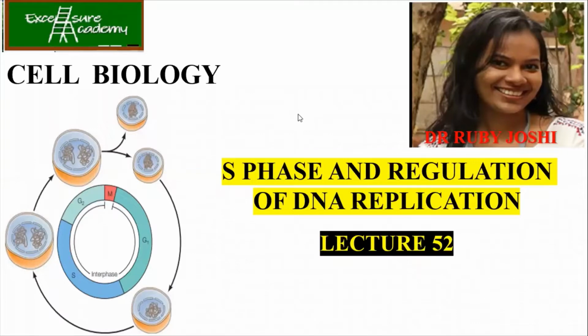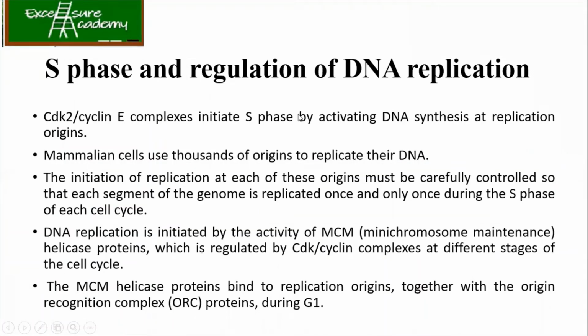So the CDK2 cyclin E complex, as we now know, initiates S phase by activating DNA synthesis at replication origins, right? And we know that in mammalian cells, there are thousands of replication origins. So the initiation of replication at each of these origins must be carefully controlled. Each segment of the genome is replicated once and only once during the S phase of the cell cycle.